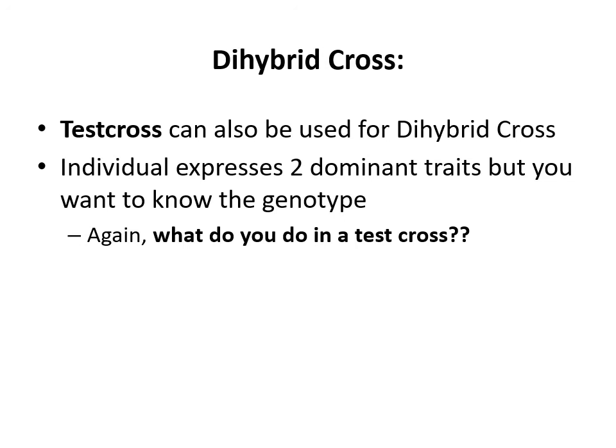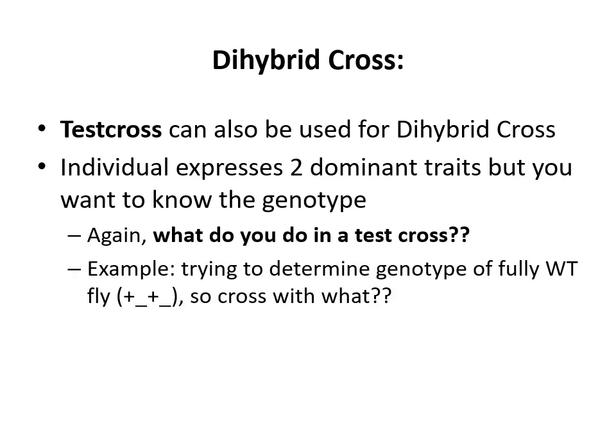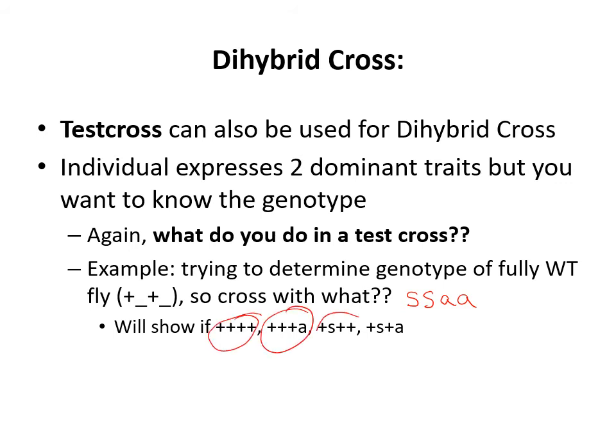Now it's a little more complicated with the dihybrid cross, with the various options, but ultimately the idea is the same: you are trying to figure out what genotype a wild type looking fly has. In order to do that in this scenario, you would cross it with the fully recessive fly. If it's dihybrid, then you're looking at eyes and wings, so the fully recessive fly would be ssaa. Once you make that cross, you look to see what offspring you end up with, and that will tell you whether your fully wild type fly was this genotype, this one, or this one.